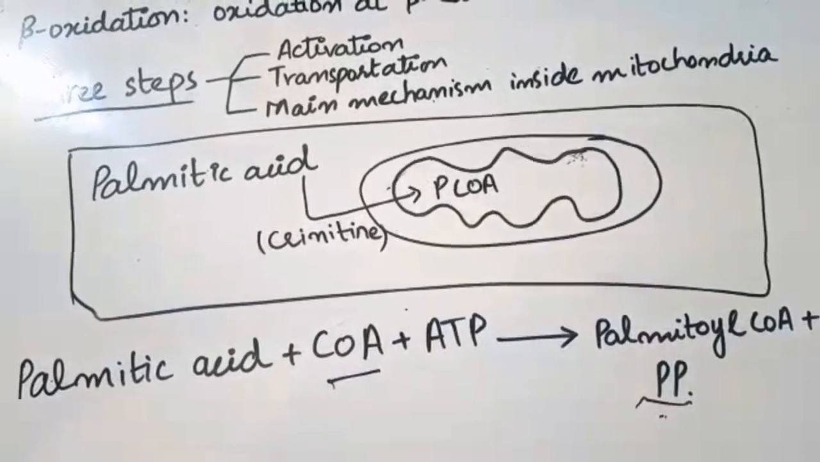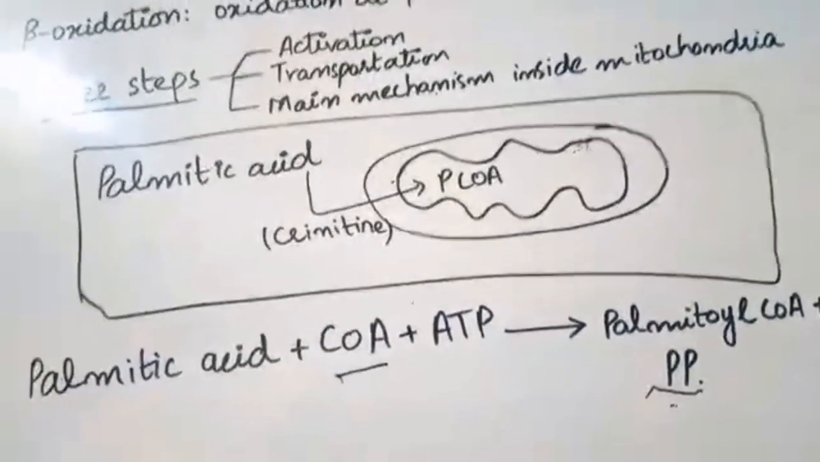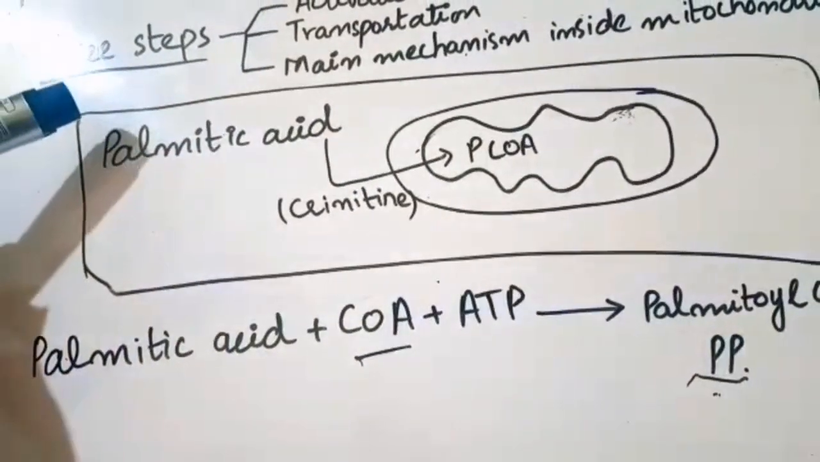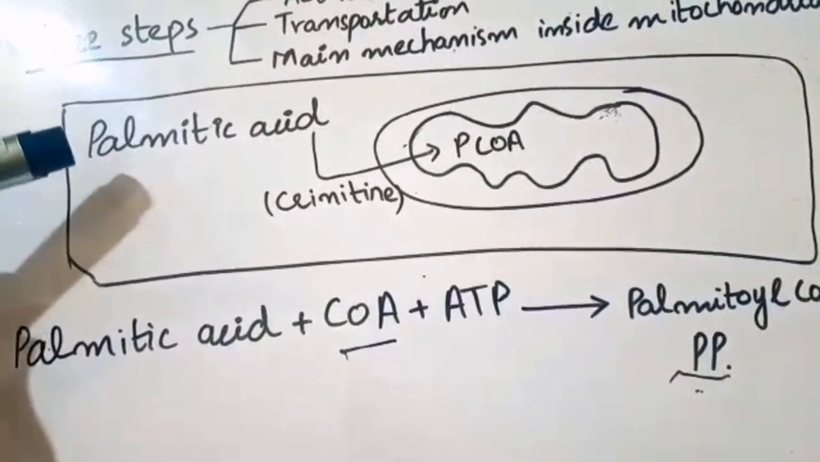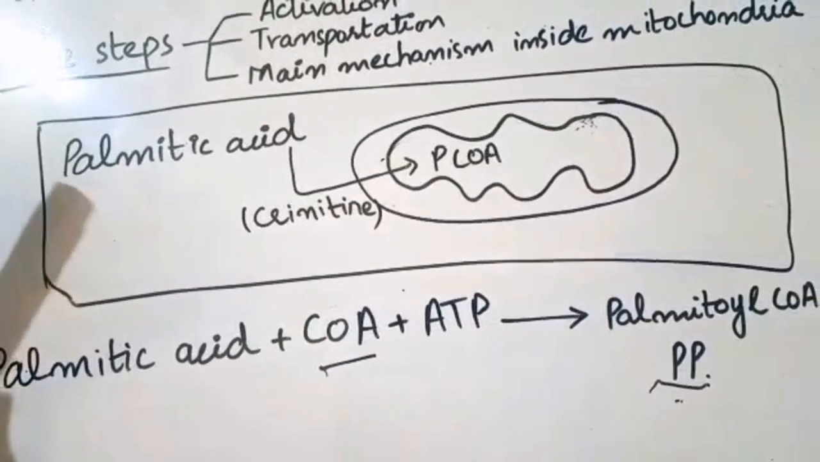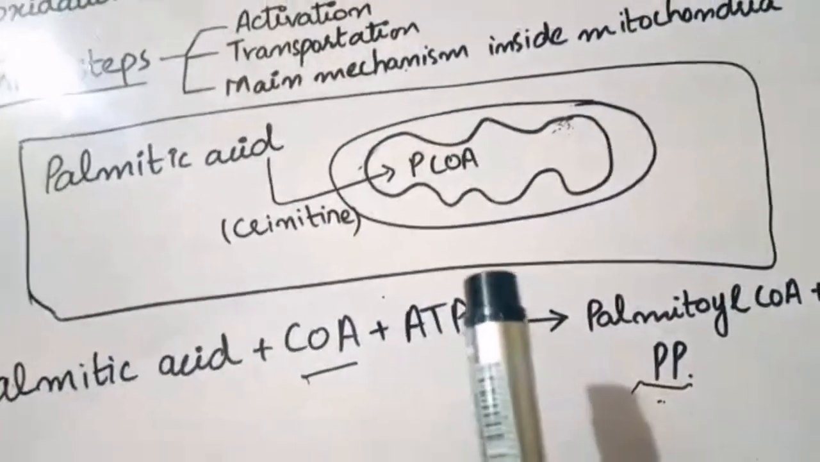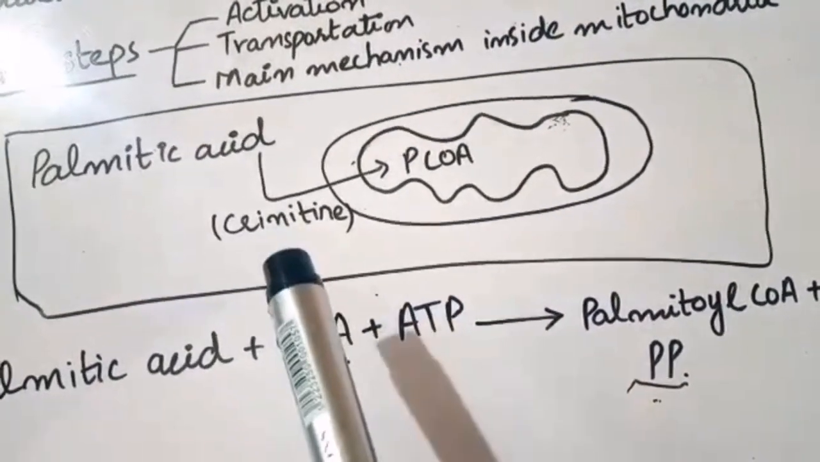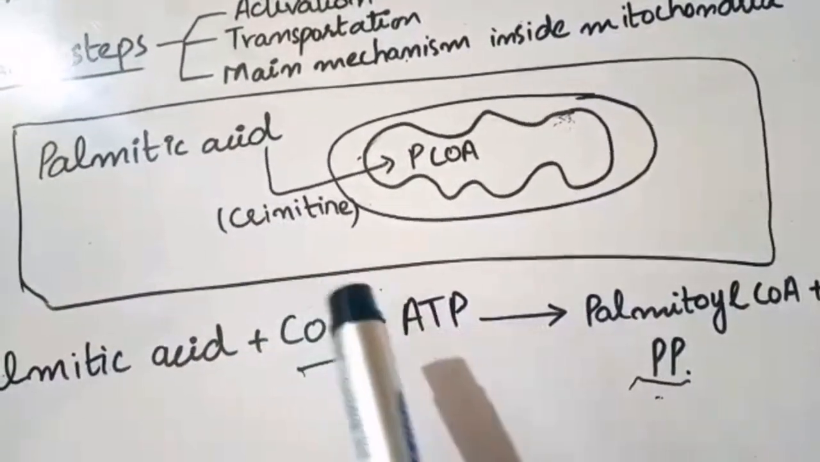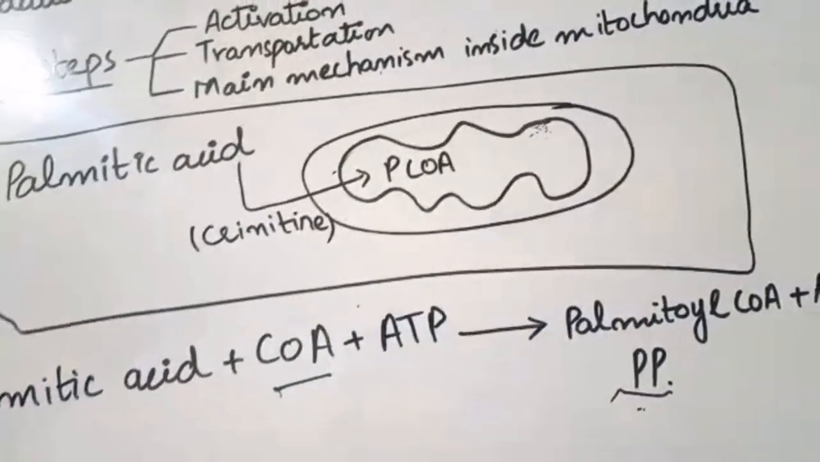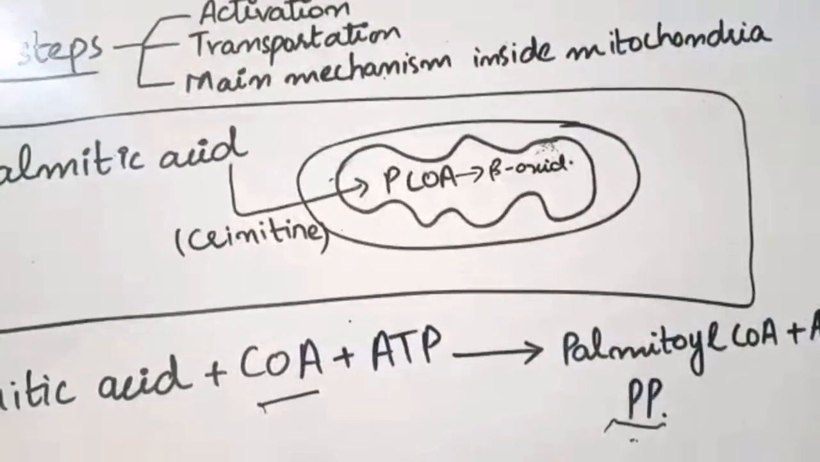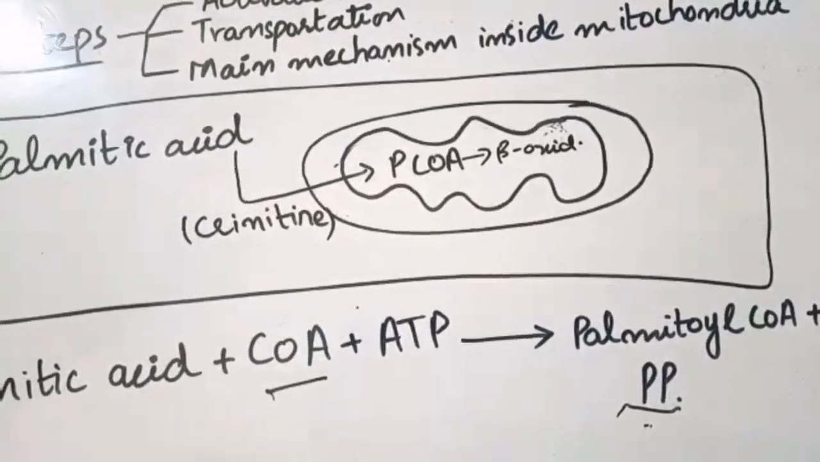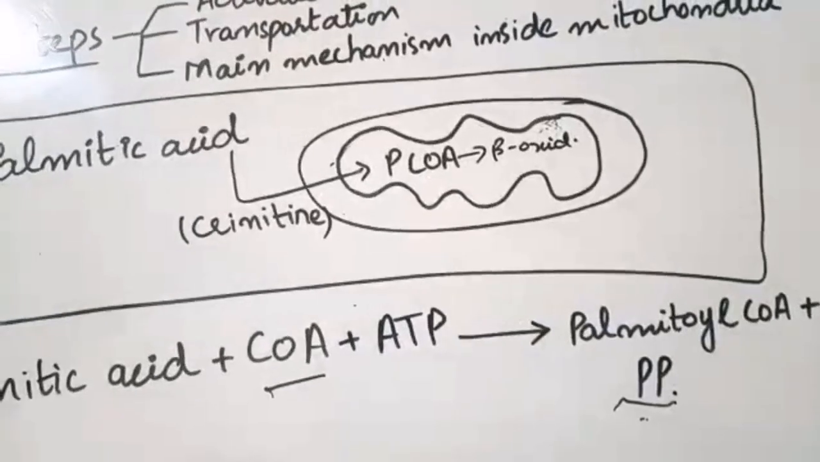Having the next step, that is the transportation. This palmitic acid that was present in the cytosol in its inactive form has been converted into its activated form, that is palmitoyl coenzyme A, and with the help of another enzyme, carnitine, it is transported from the cytosol into the mitochondria. Now here the main mechanism of beta oxidation will take place inside the mitochondrial matrix.